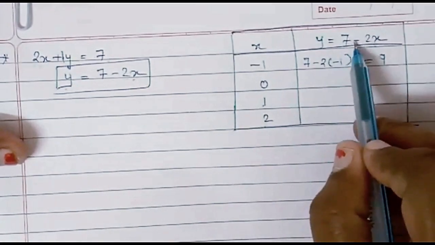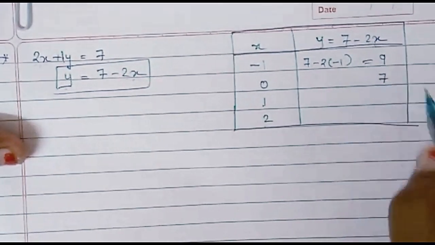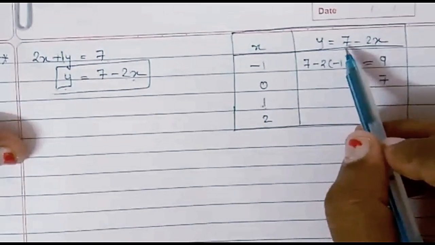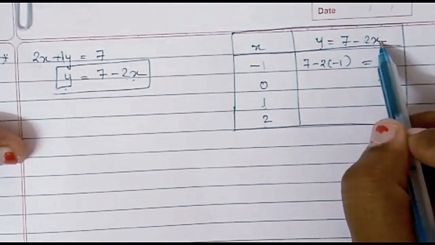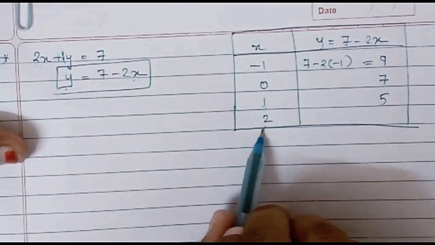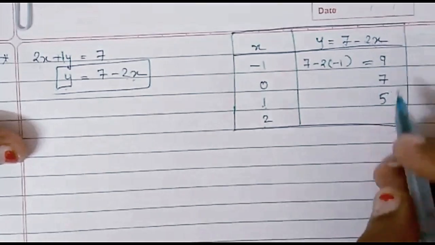So 7 minus 2 into 0. Anything into 0 will be 0. So the answer will be just 7. Third one, if I place x is equal to 1, I'll get 7 minus 2 ones are 2. So that will be equal to 5. Next one, if I place x is equal to 2, I'll get 7 minus 2 2s are 4. So 7 minus 4 will be 3.